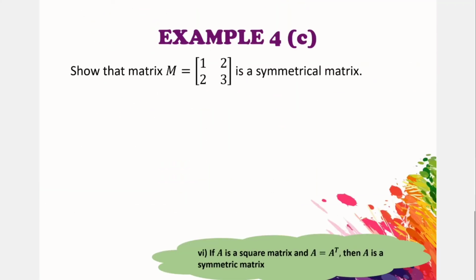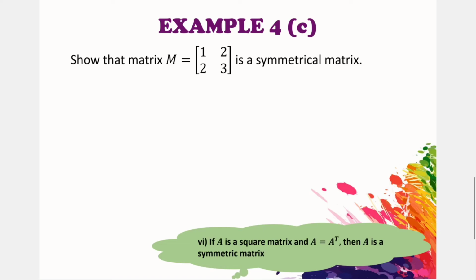Now, the last one, part C. Show that matrix M is a symmetrical matrix. By referring to property number 6 in this green bubble, if A is a square matrix and A is equal to A transpose itself, then A is a symmetric matrix. This means A is actually the transpose of itself. We can see the diagonal here, so even if we transpose it, it will be the same.